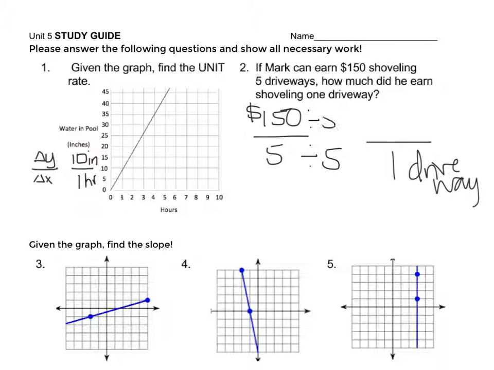So in your calculator, grab it. I'm grabbing mine. I have a stuffy nose. Can't really do calculations today. Taking 150 divided by 5, and my answer is 30, more specifically, dollars. He gets $30 for shoveling 1 driveway. He's pricey, so he better be good.